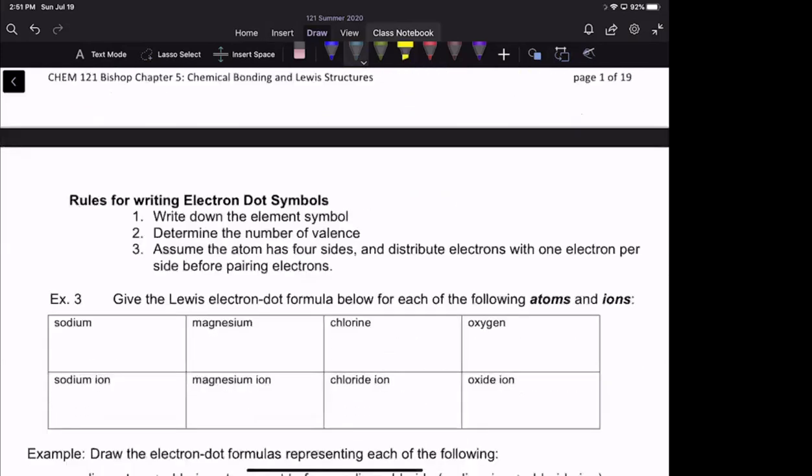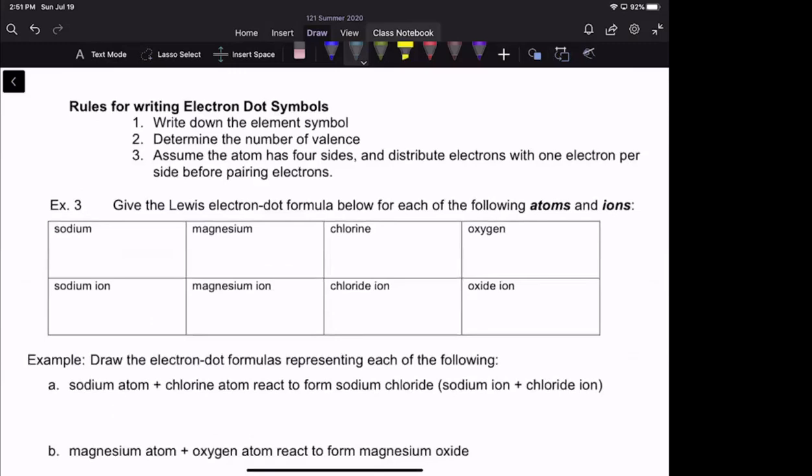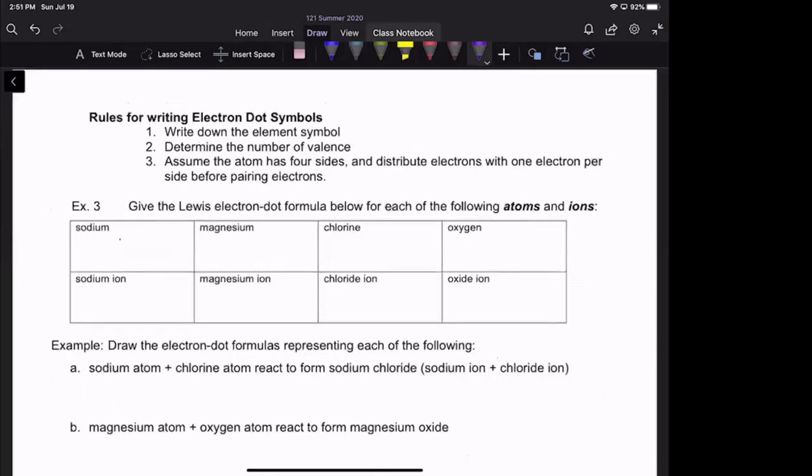So we drew some Lewis structures right at the end last time. I'm going to do a quick review, and we will draw those Lewis structures for the neutral atom. So we'll write down the symbol for the element, Na. Sodium is in group 1, so it has 1 valence electron. So that is the Lewis structure for the neutral sodium.